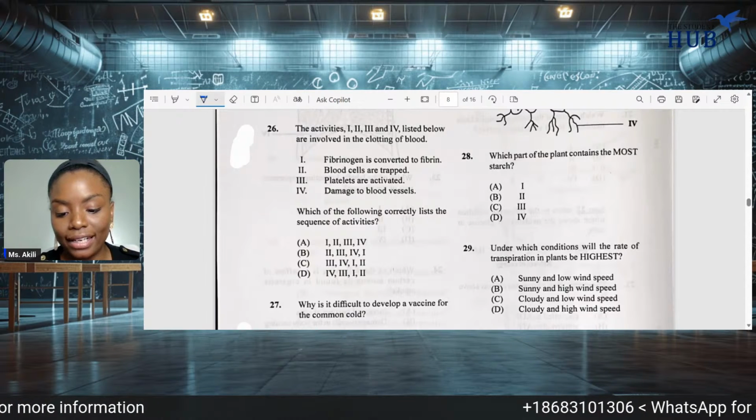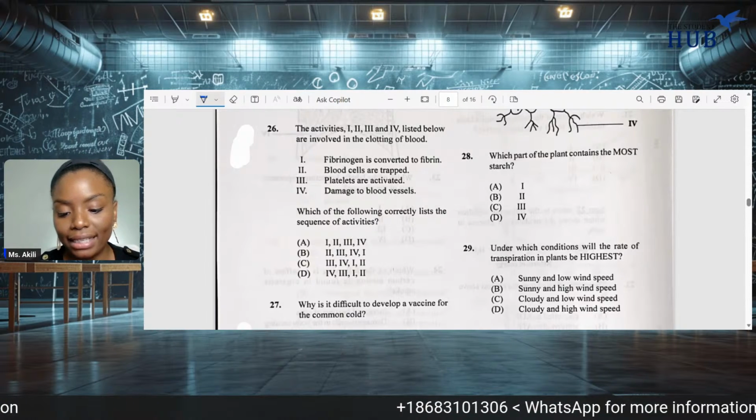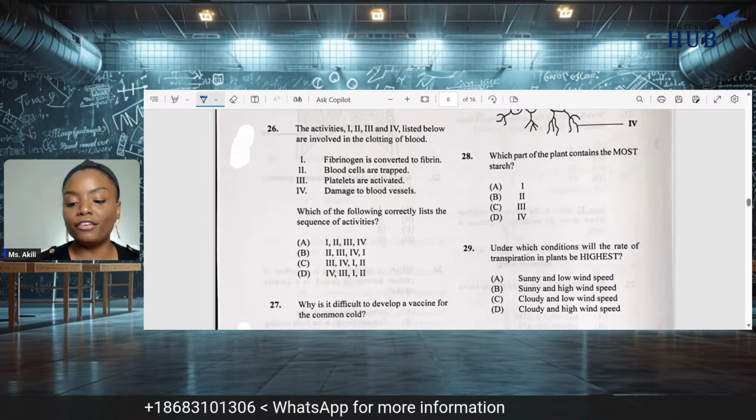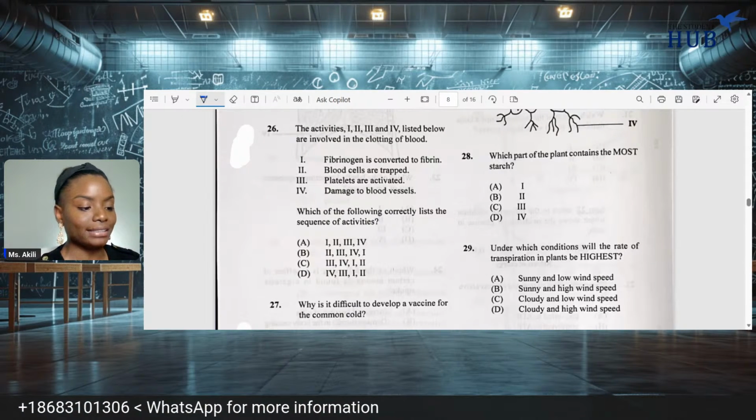2, that blood cells are trapped. 3, that platelets are activated. And 4, that damage to your blood vessels. So which of the following correctly lists the sequence of activities?